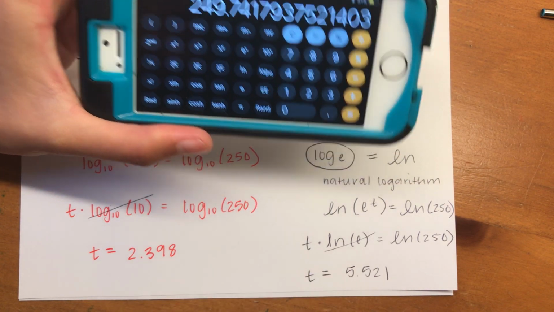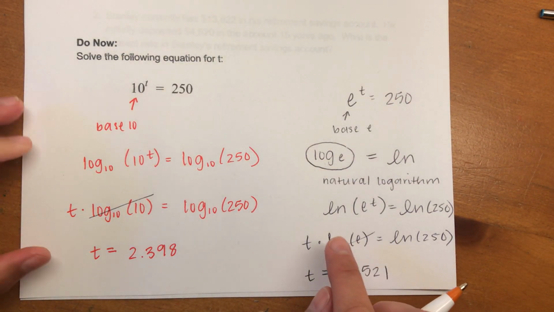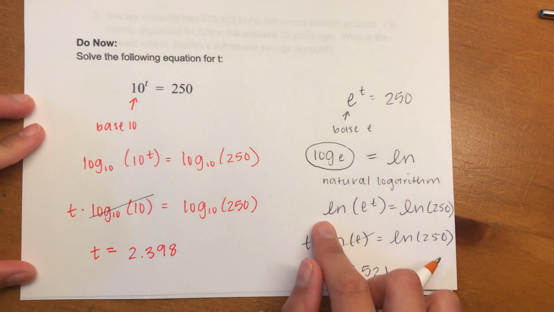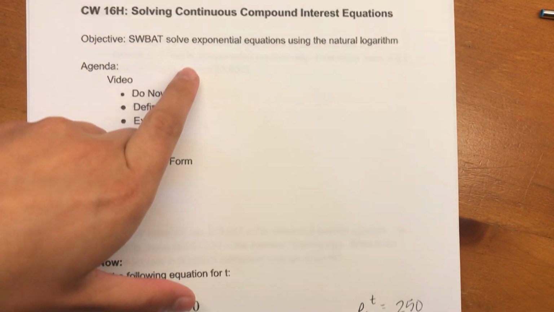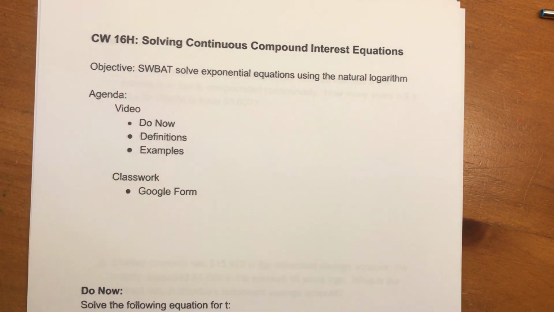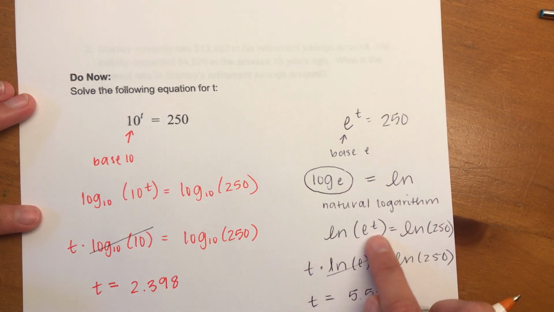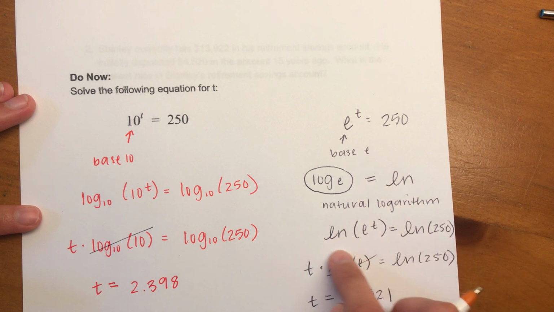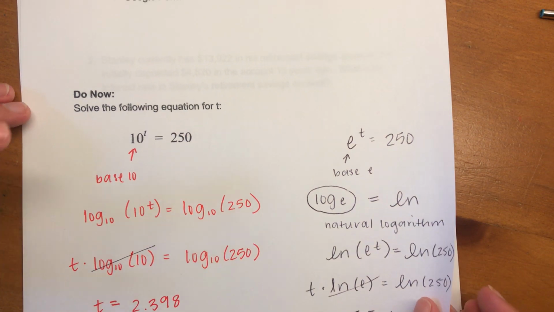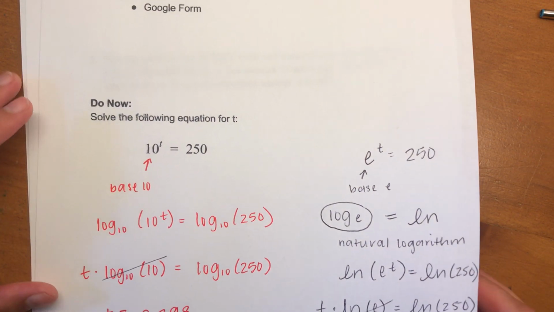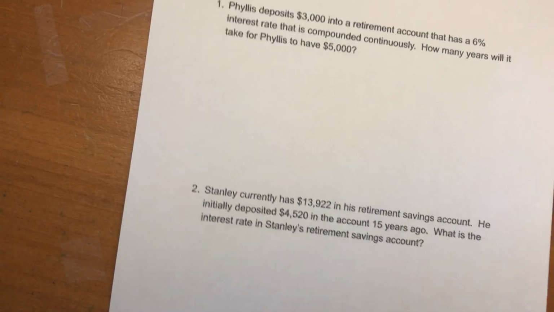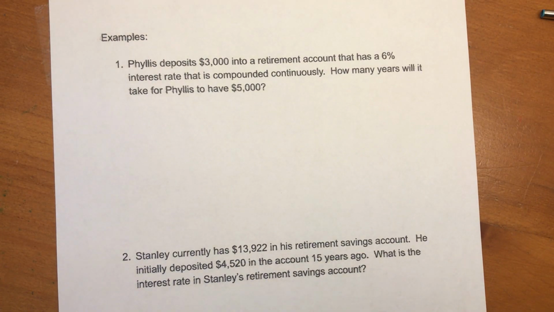So what we're going to be using today is continuous compound interest equations. That's where we have the e, and we're going to be solving these by using the natural logarithm of both sides. So let's take a look at the first example and see if this starts to make a little bit more sense.